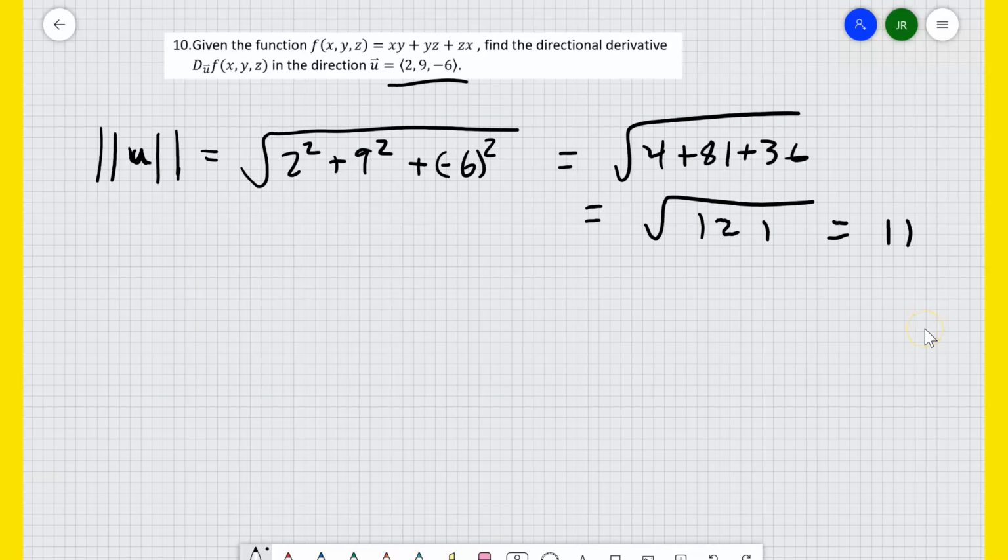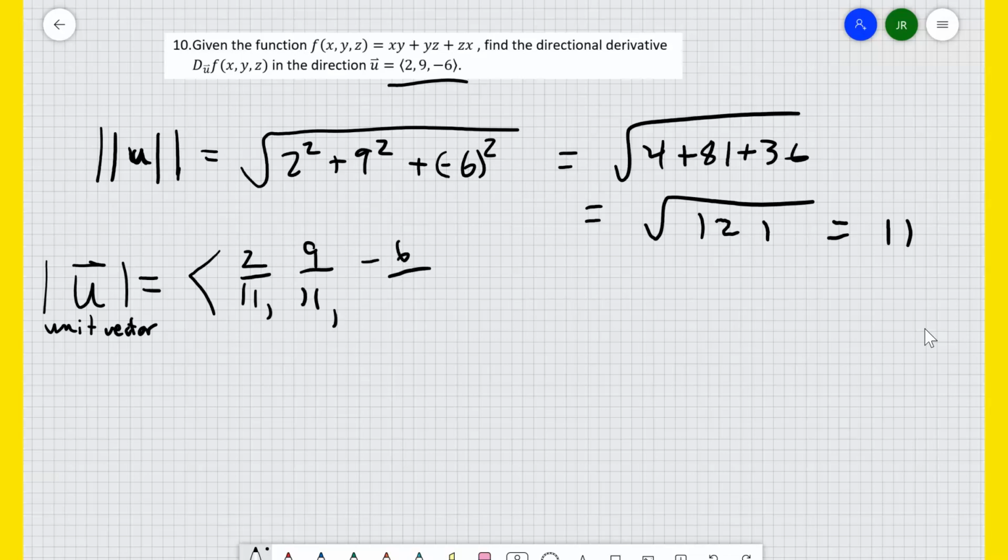So that means that the unit vector for u, a unit vector in the same direction as the original u, is going to be 2/11, 9/11, negative 6/11.